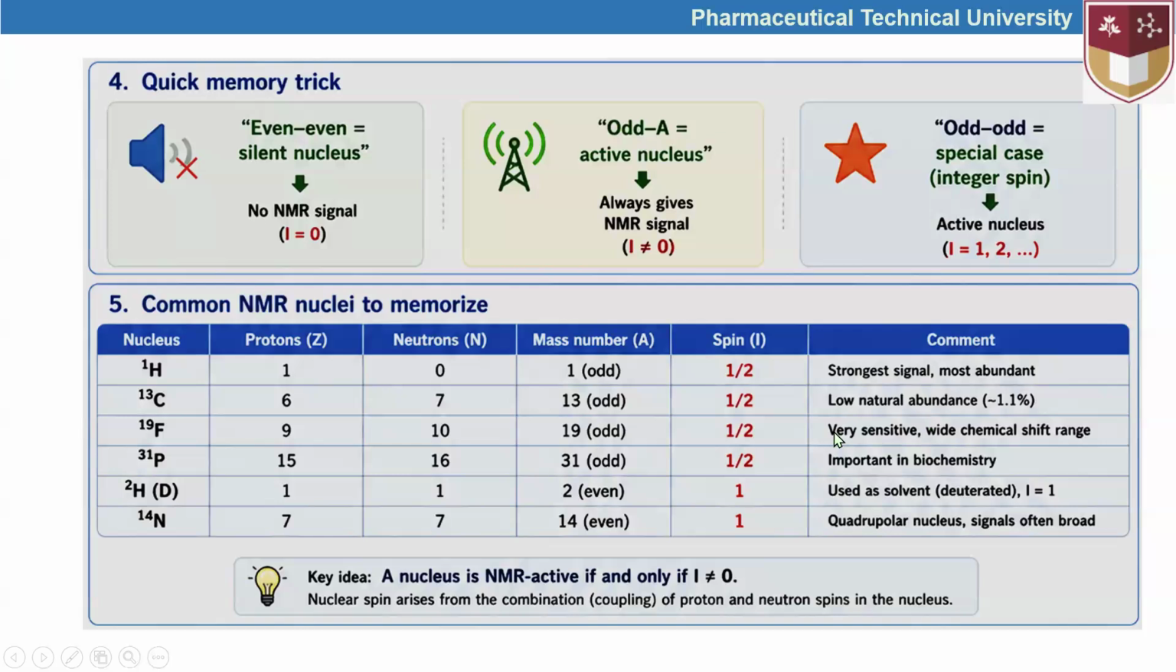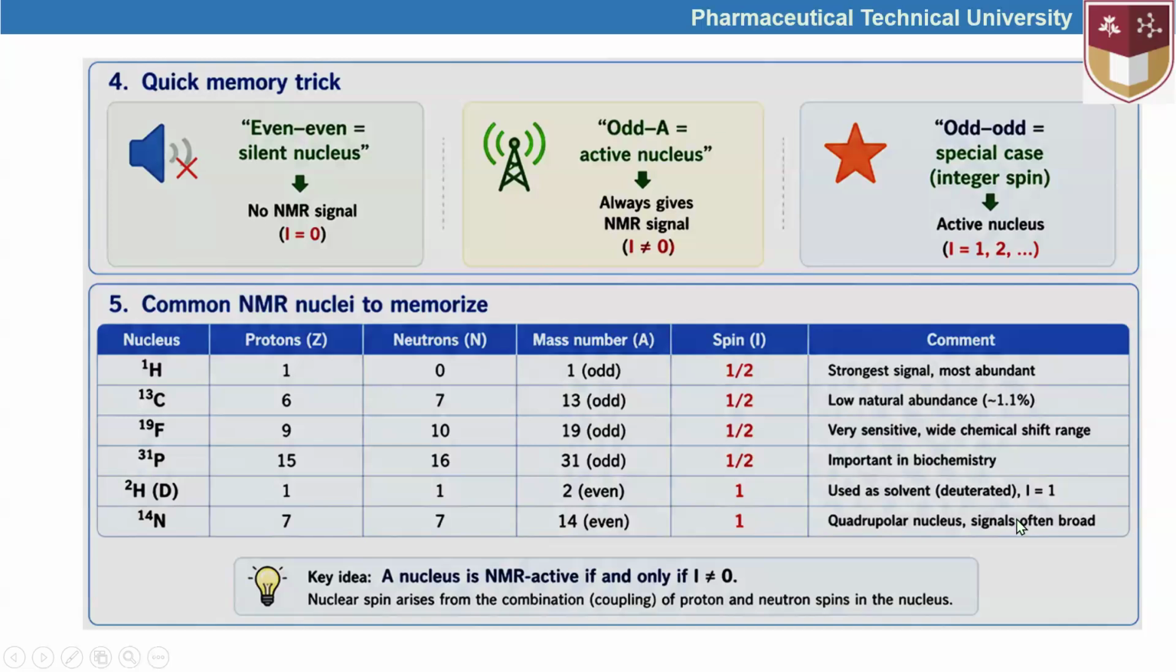Fluorine-19 is also very sensitive. Phosphorus-31 also produces signals, and it is important in biochemistry. Deuterium has 1 proton and 1 neutron. It is used as solvent. Does it produce signals? Yes, it does, but they are not strong signals. That is why its signals can be excluded, and therefore it's used as the solvent.